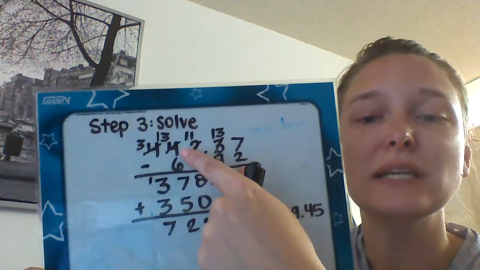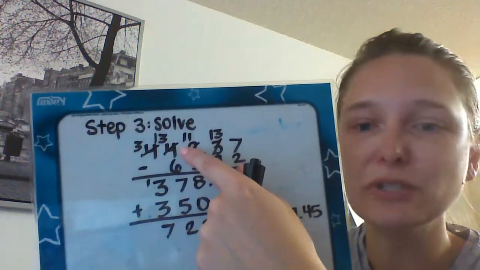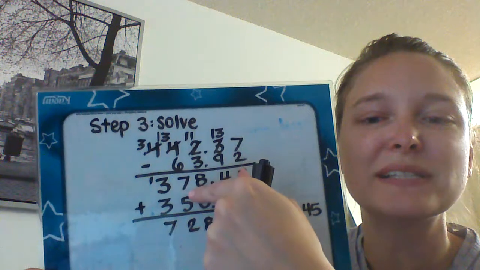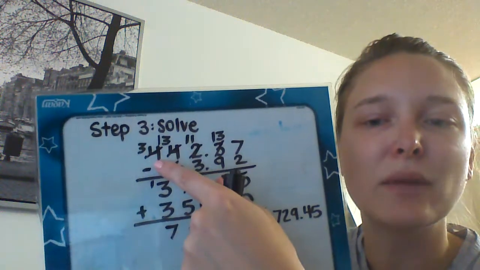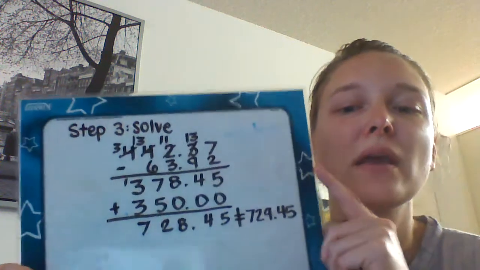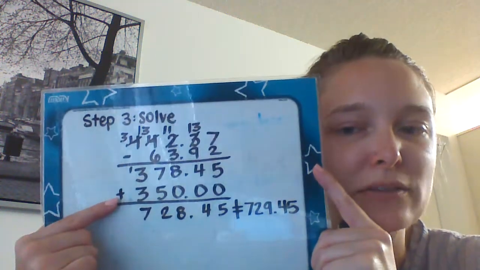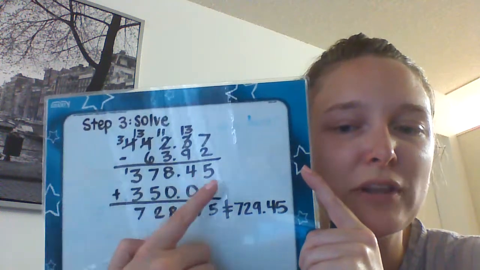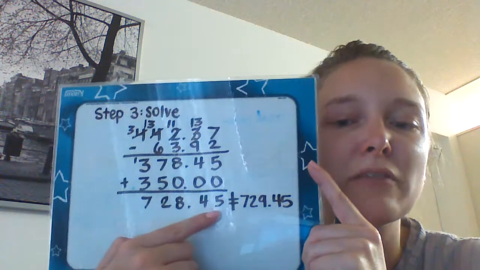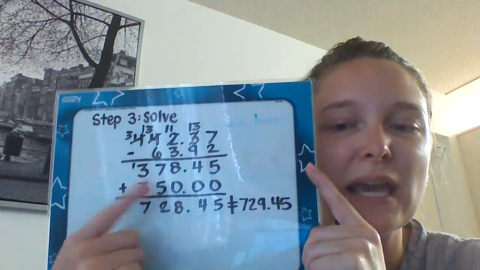Then I take 13, take away 6. Because I can't do 4 take away 6, I had to borrow from the 4. So 13 take away 6 is 7. And then I borrowed here, that became a 3. 3 take away nothing is 3. So I've taken away her check. Now I have to add the deposit. So $378.45 plus $350.